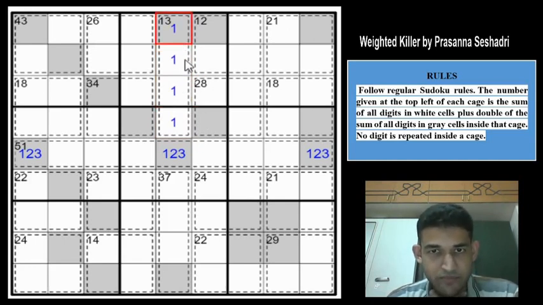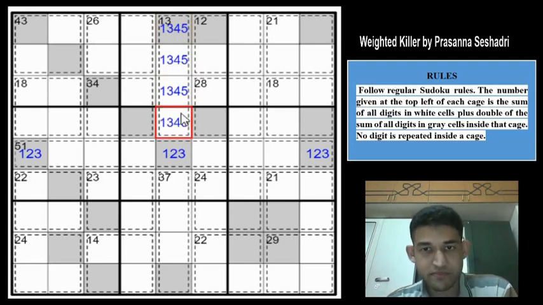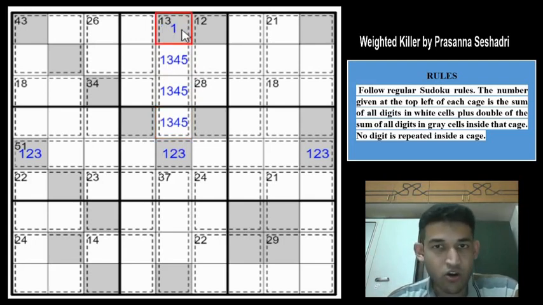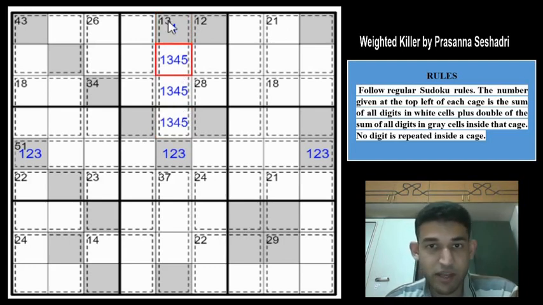And now similarly, can we satisfy the 13 total without a 2 in the cage? So the minimum possible digits will be 1, 3, 4, 5, right? And when you add them, you are reaching a total of 13. But you need to remember that this cell will be counted twice. So even if you were to have a 1 in row 1 column 5, this will become 2 towards the total, and 2 plus 3 plus 4 plus 5 will give you 14, right? So which will be a violation of the 13 total. This proves to us that 2 must also be present in these 4 cells.